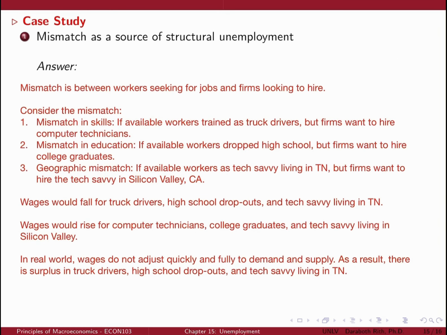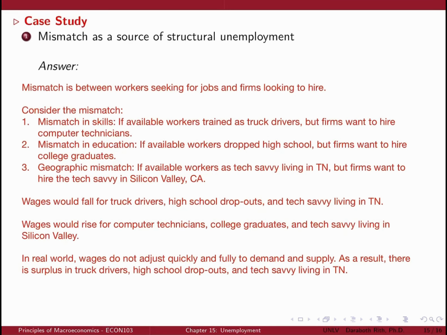Now let's undertake the case study. Case study number 1, mismatch as a source of structural unemployment. In this case study, we explore how mismatches between job seekers and firms can lead to structural unemployment. Structural unemployment arises from imbalances between the skills of available workers and the needs of employers. Consider the following scenarios where such mismatches occur.